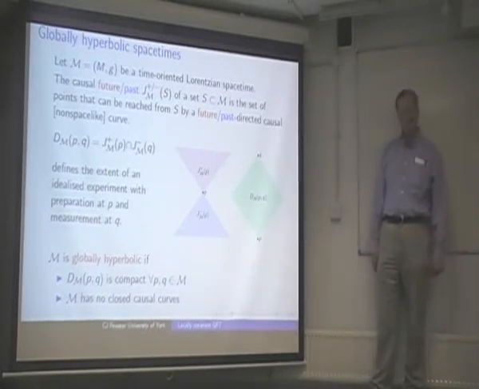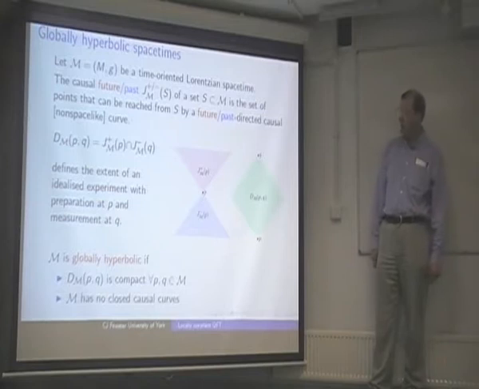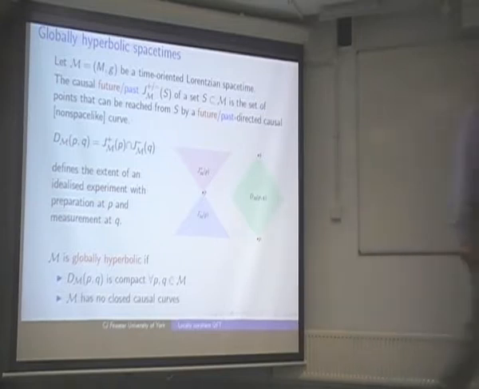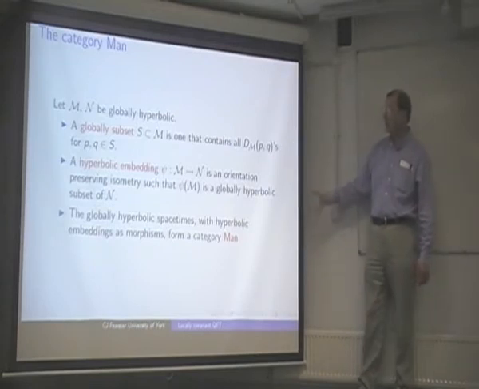I will also throw away the possibility of time travel: no closed causal curves. If those two conditions are satisfied, you have what is called a globally hyperbolic space-time. It's a good place to do physics and also to do category theory, because we can turn these guys into a category. So this is how it's done.